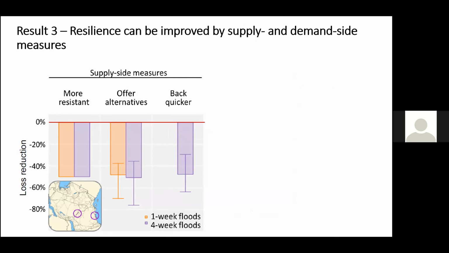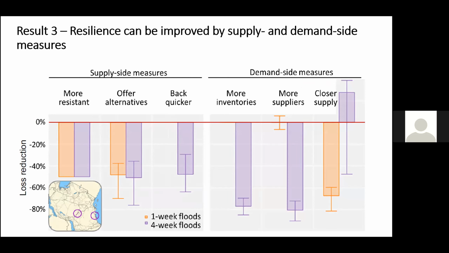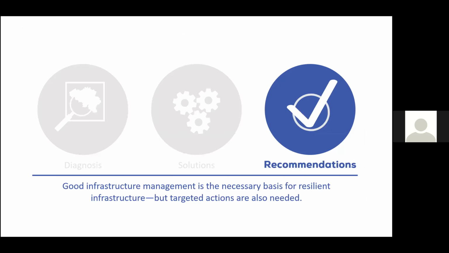And finally, the last result is that when we talk about infrastructure, we tend to focus on supply side measures, making your system stronger, and we assess a few of those policies and their benefits. But you can also do demand side measures. If your firms have bigger inventories, you can reduce the cost of disasters as much as by making your roads more resilient. If they have more suppliers, so they are less likely to face scarcity, it's the same thing. The cost will be reduced quite a lot. So this calls for a more economy-wide approach to infrastructure resilience than what we are often doing.